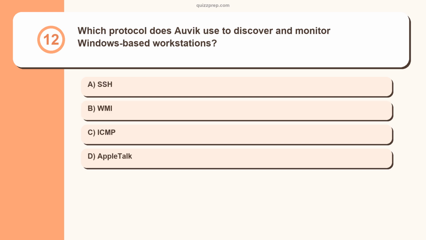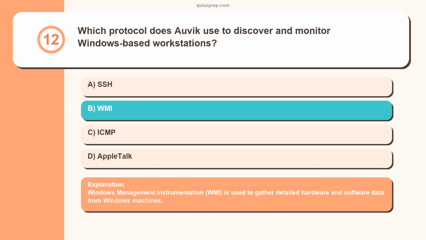Question 12. Which protocol does Auvik use to discover and monitor Windows-based workstations? SSH, WMI, ICMP, AppleTalk. Windows Management Instrumentation, WMI, is used to gather detailed hardware and software data from Windows machines.